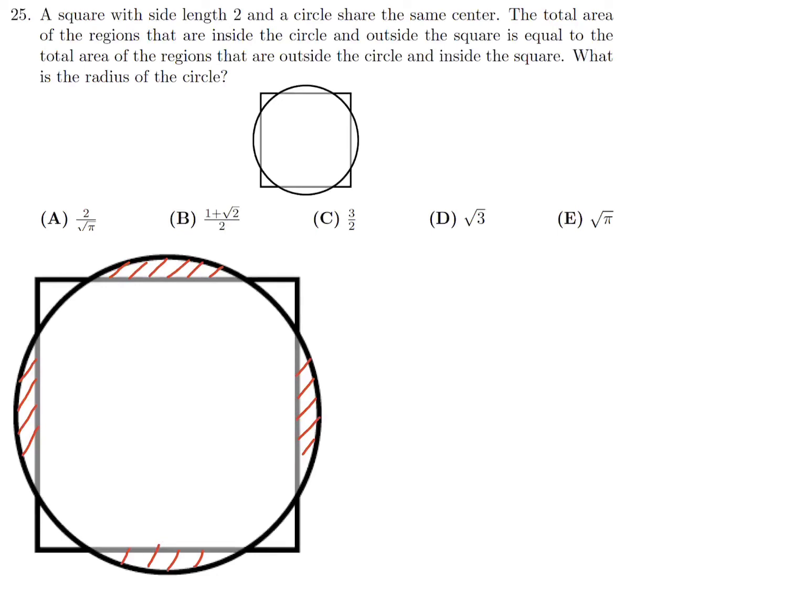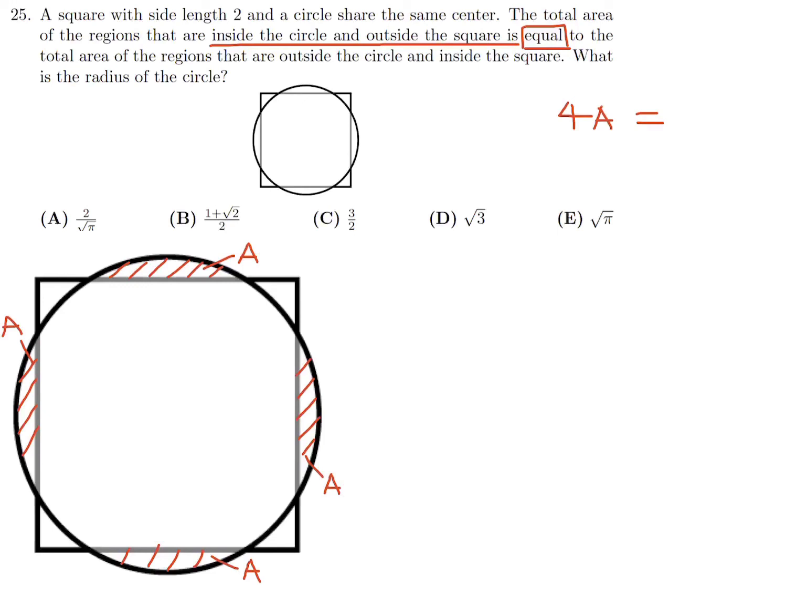And I'll just call each of those guys A. So I've got 4 of them, right? I've got an A here, an A here. They're all equal because of the symmetric nature of this diagram. So 4A represent the regions that are inside the circle and outside the square. And that is equal to the total area of the regions that are outside the circle and inside the square.